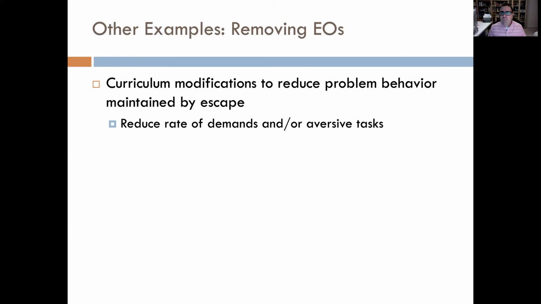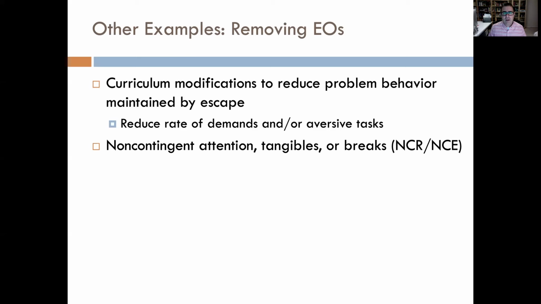So you can reduce the rate of demands, or you can make the tasks less aversive, make the tasks a little easier, introduce the difficulty a little slower. You can give attention non-contingently. So if the person is engaging in problem behavior because in the past the behavior produced attention, you did a functional analysis and you found out, hey, problem behavior produces attention. This kid is fighting because the brother attends to him, or this kid is fighting to get the things that she wants. Well, how about you get the kid what she wants before she fights?